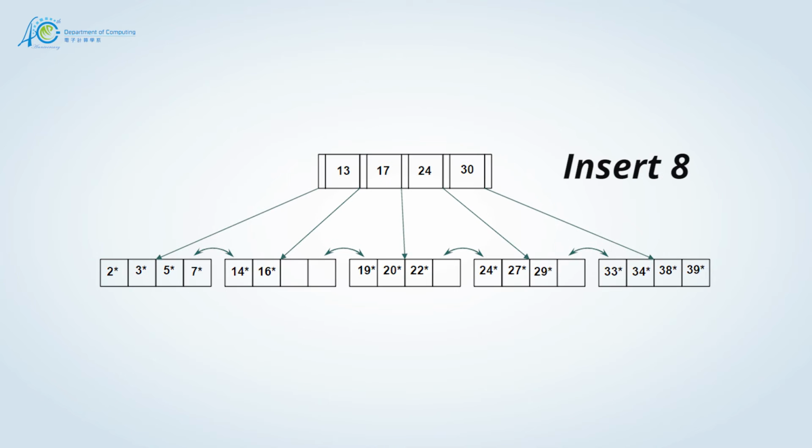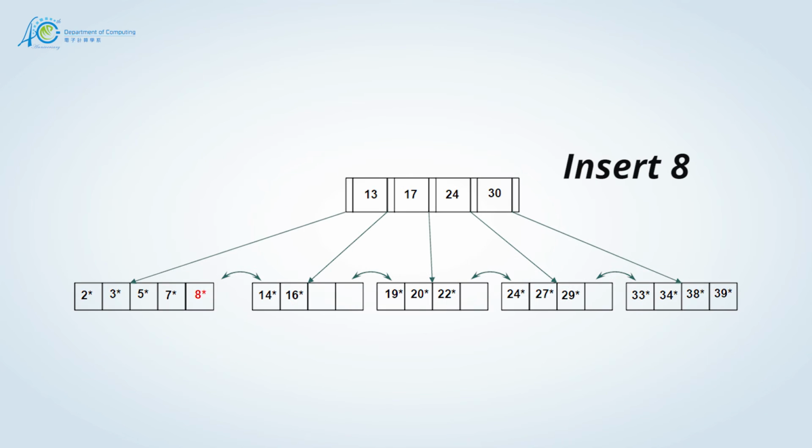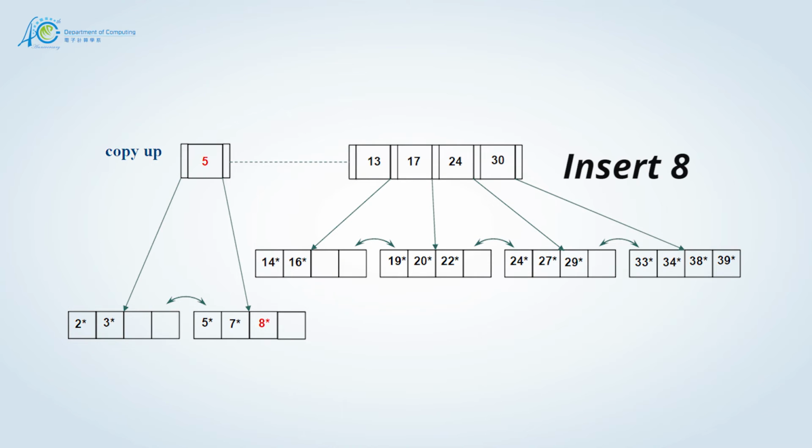After that, if we want to add 8 into this tree, we can see that when we add the 8 into the leaf of 2, 3, 5, 7, there is not enough space for us to insert. So what can we do? As we mentioned, we can copy up the middle value of this node and split it into leaf 1 and the new node leaf 2. After that, you can see that there is enough space for 8 to insert.